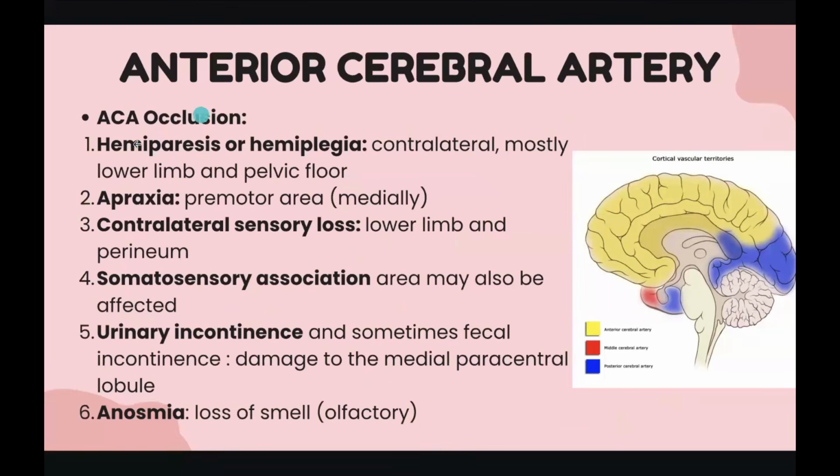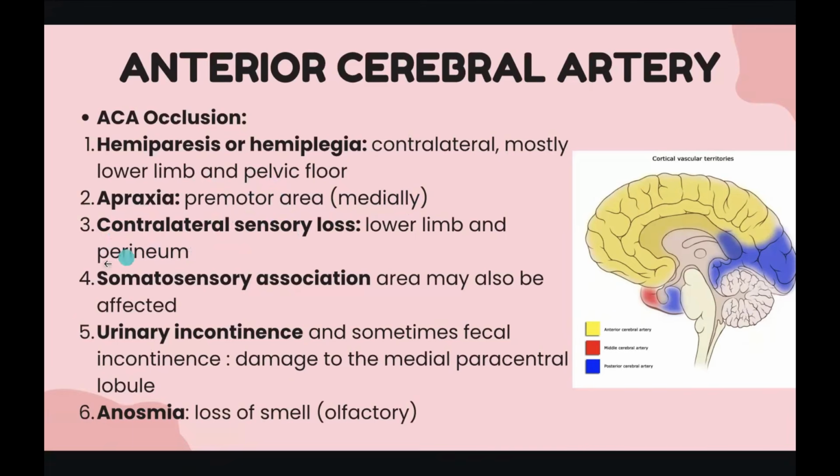Any occlusion that happens here will cause hemiparesis or hemiplegia, which is contralateral, mostly of the lower limb and pelvic floor, with loss of motor abilities and loss of sensations. It will also cause apraxia, from the premotor area medially.